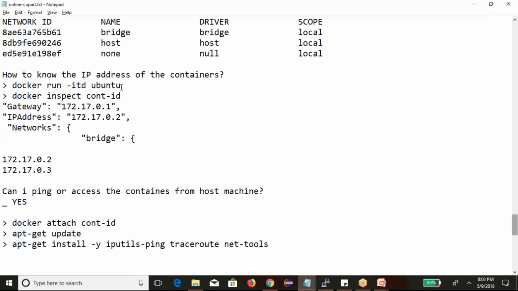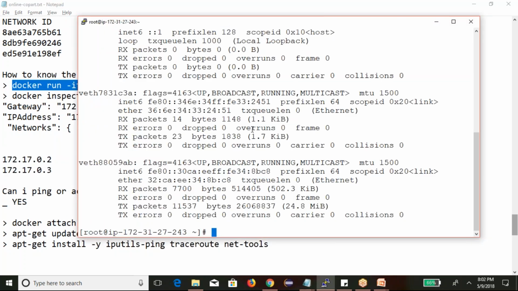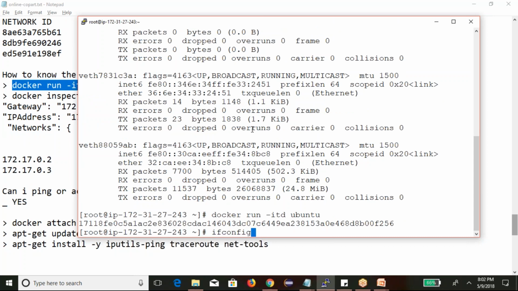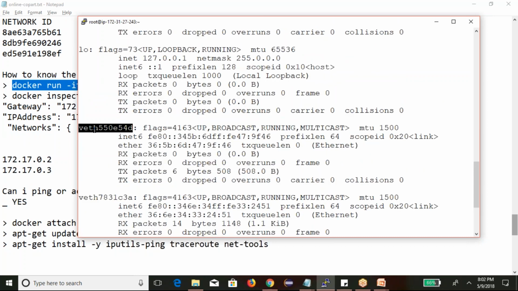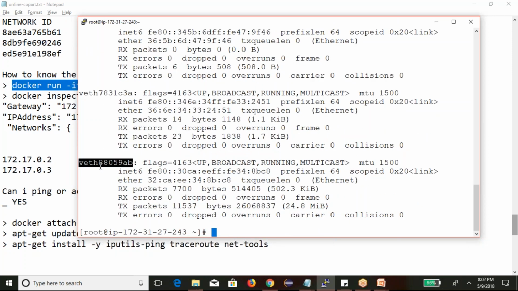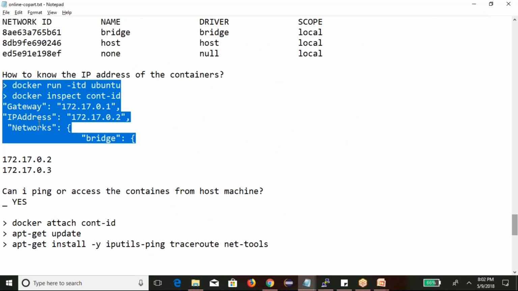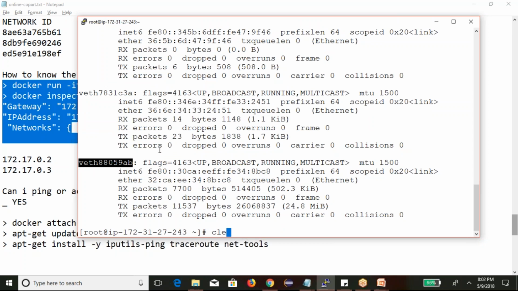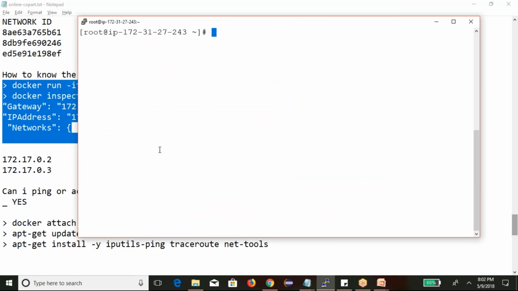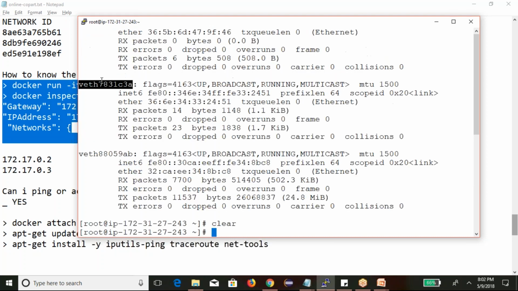Let me create another container. One more container I will create quickly. So here I created another container, and let's look at this. I got another interface, the 1, 2, 3 interface. So basically, for the containers you are running right now, the interfaces are created on the host machine only. That is very, very important. Now this interface is serving the containers with the help of the bridge, which is called docker0.